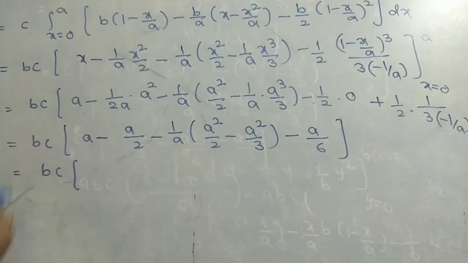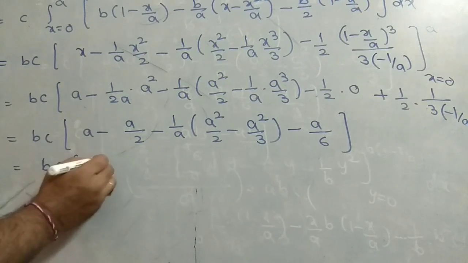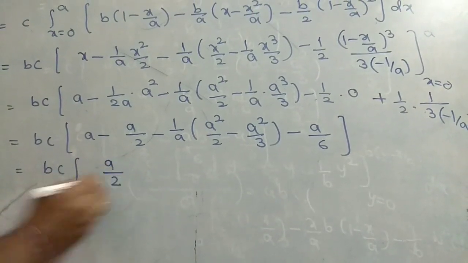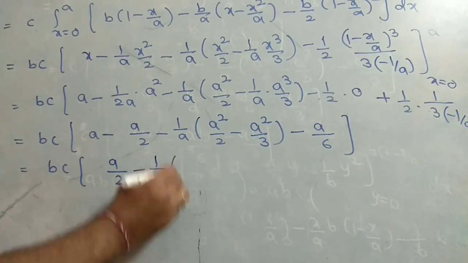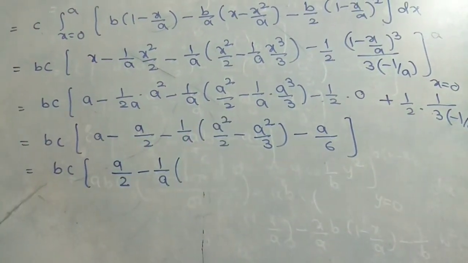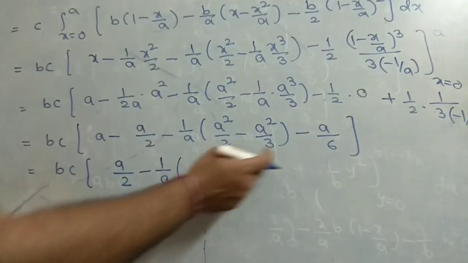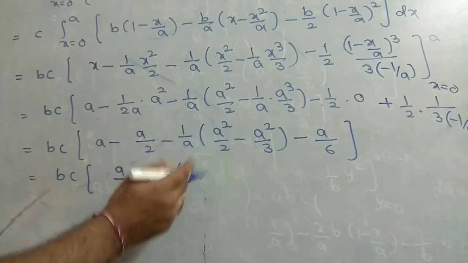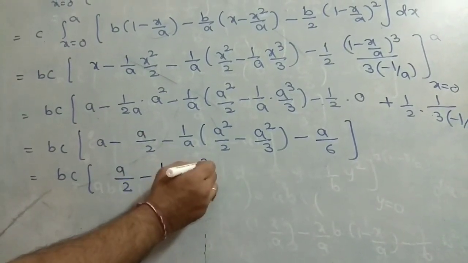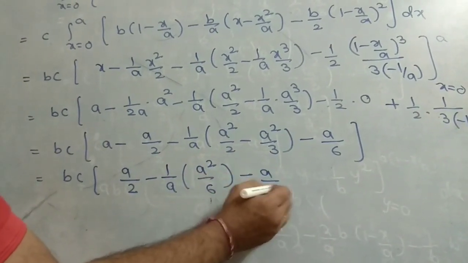So a minus a by 2, on taking LCM, you will get 2a minus a is nothing but a. So you will get a by 2 minus, it is 1 by a you are keeping as it is. If I take a square common, so that you are getting 1 by 2 minus 1 by 3. It is 6 is LCM. So 3 minus 2 is 1. So total you are getting a square by 6. Coming to the next value, a by 6.